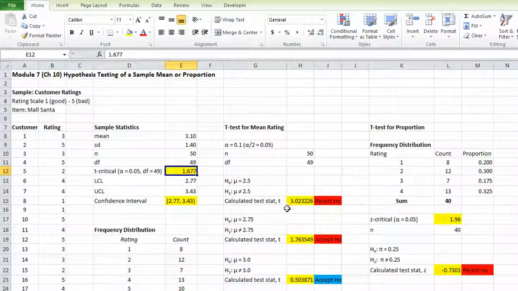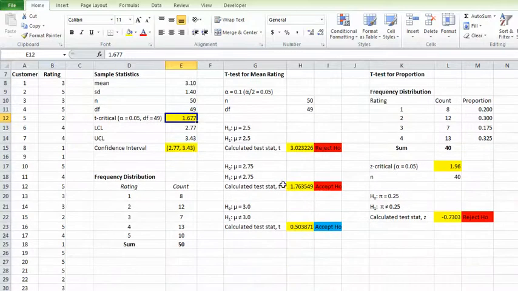Therefore, we must reject H0. We cannot accept it. We must reject it. And we say, no, based on what we're seeing here, the mean is not 2.5. Again, our sample mean was 3.1. No, they're quite a ways away.